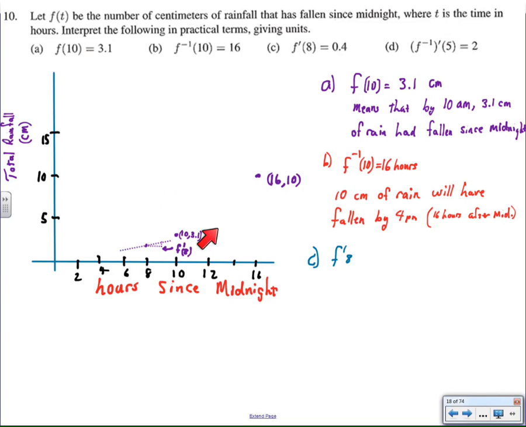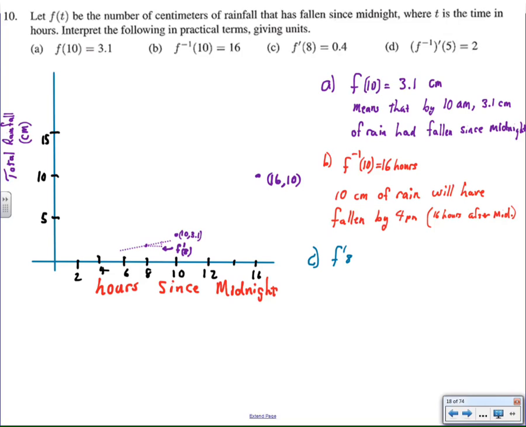Now, how do I show this stuff on the graph? That's easy. Both of these points, we have the point (10, 3.1), and we have the point (16, 10). Those 2 points are definitely solutions to my function, even though I don't know the rest of the points. I can make some inferences from there.